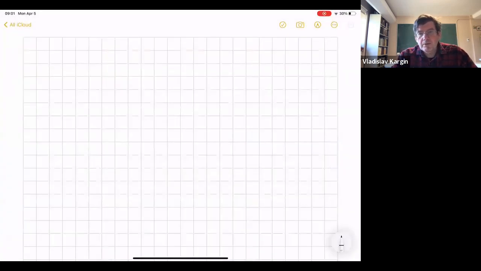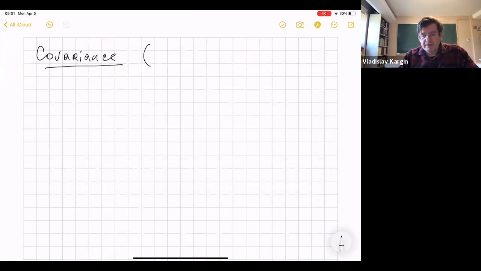Okay, covariance. Generally the idea is that this is the answer to the question of how to measure dependence. Maybe not independence, how to measure dependence.